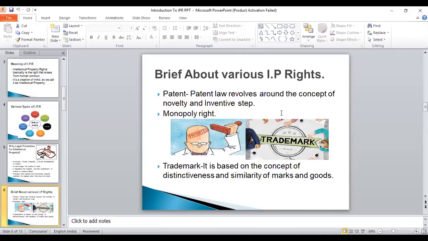Now, a picture of a flower can be a trademark, but a flower itself cannot be a trademark because it cannot be represented graphically.